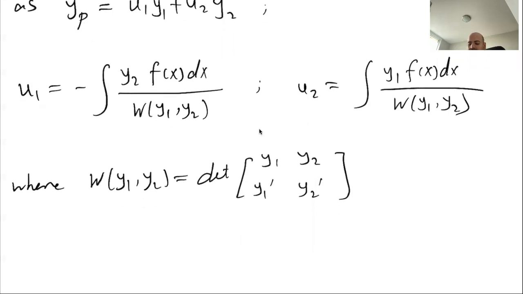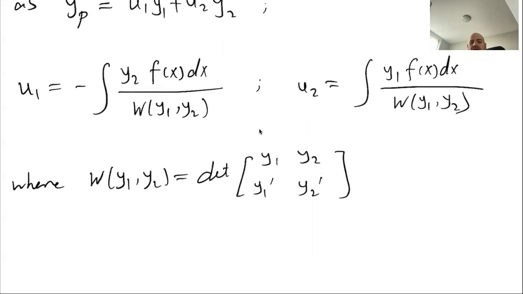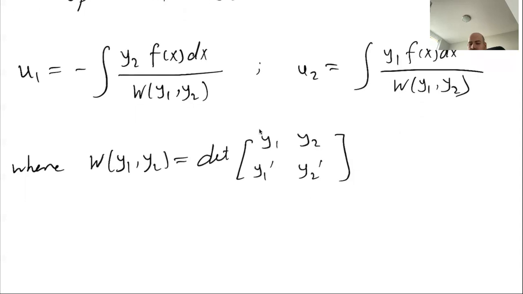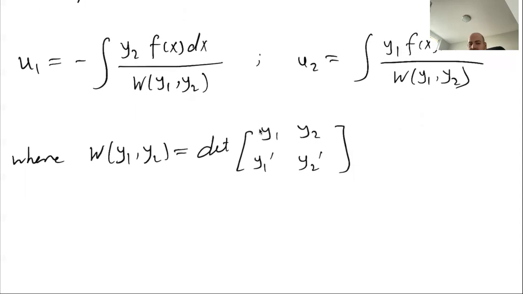And it's non-zero because y1 and y2 are assumed to be linearly independent. If y1 and y2 are linearly independent, then W of y1 and y2 cannot be the constant function 0. And therefore, we can divide that expression by W of y1 and y2.